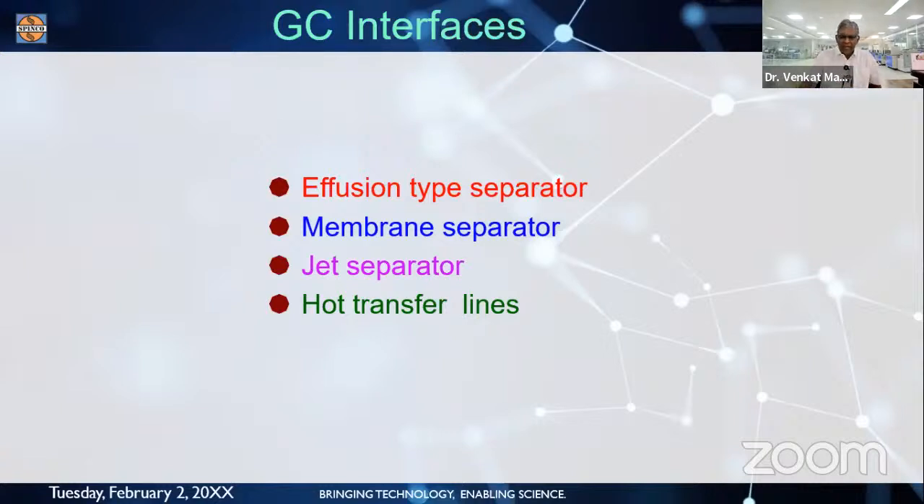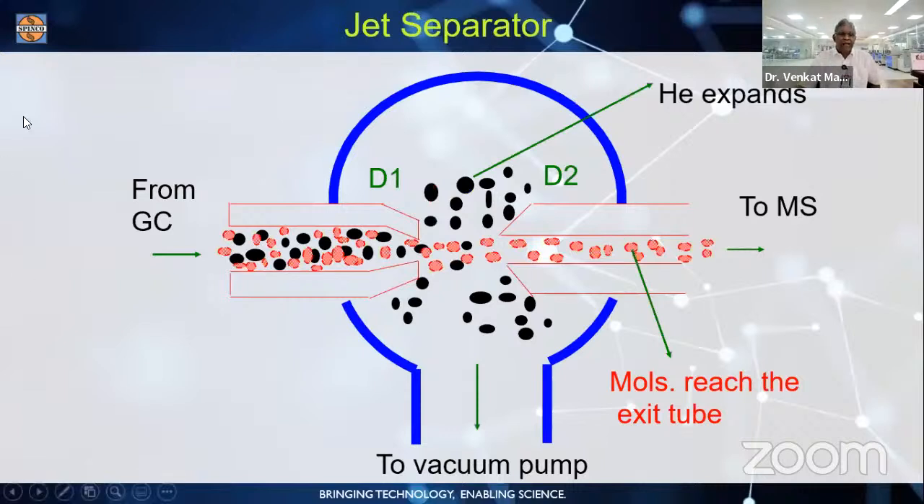What is a jet separator? Very simple. If you look very carefully here, the black one is my carrier gas, helium. My sample is coming in the red color. Now, I have a jet. Jet means a very small, fine orifice. My sample, along with the carrier gas, is entering into this jet. At this point, where the diameter is extremely low, in this picture I have expanded the orifice more than 1,000 times. It's a very fine capillary tube, of very small diameter.